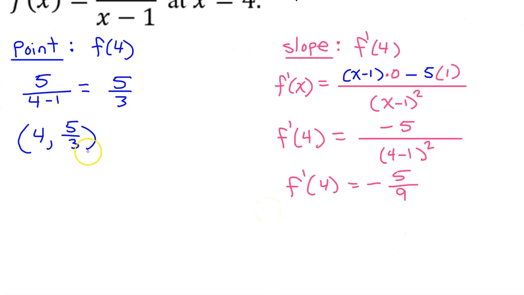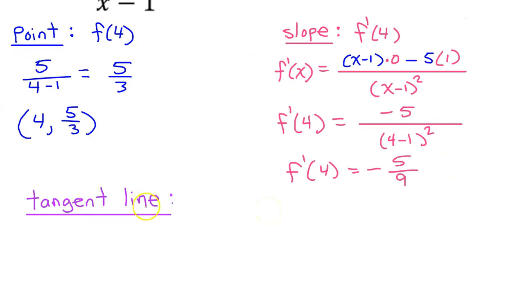Now that we have a point and the slope, we can write the equation of the tangent line. It goes y minus y, so y minus 5/3 is equal to the slope, negative 5/9, times x minus x, so x minus 4. And that's it.